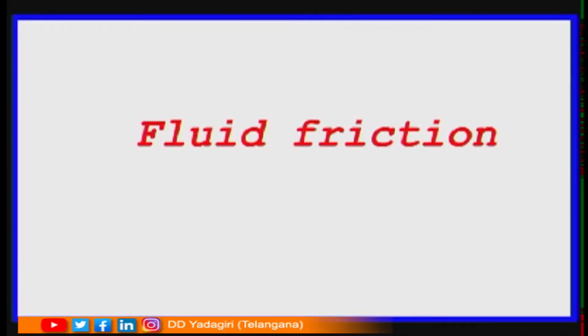Now, children, let us know about fluid friction. What do you mean by fluids? Liquids and gases together are called fluids. Let us know what is fluid friction.